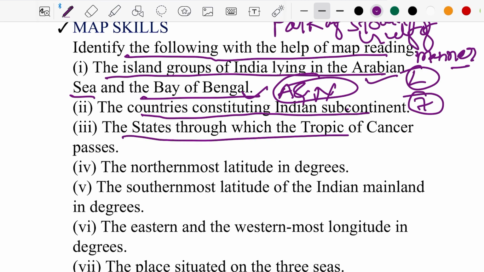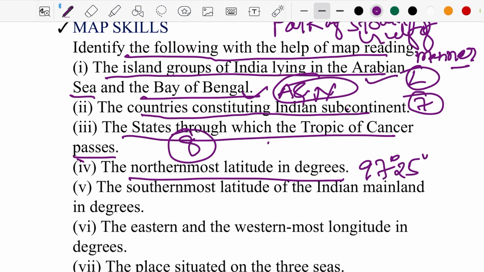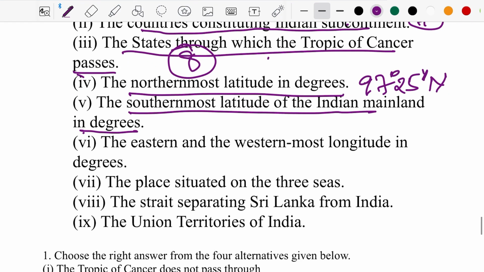The states through which the Tropic of Cancer is passing. There are a total of 8 states through which the Tropic of Cancer passes: Gujarat, Rajasthan, Madhya Pradesh, Chhattisgarh, Odisha, West Bengal, Tripura, and Mizoram. The northernmost latitude in degrees. So northernmost is 97 degree 25 minute north. The southernmost latitude of the Indian mainland in degrees is 8 degree 4 minute north, if we talk about the mainland.